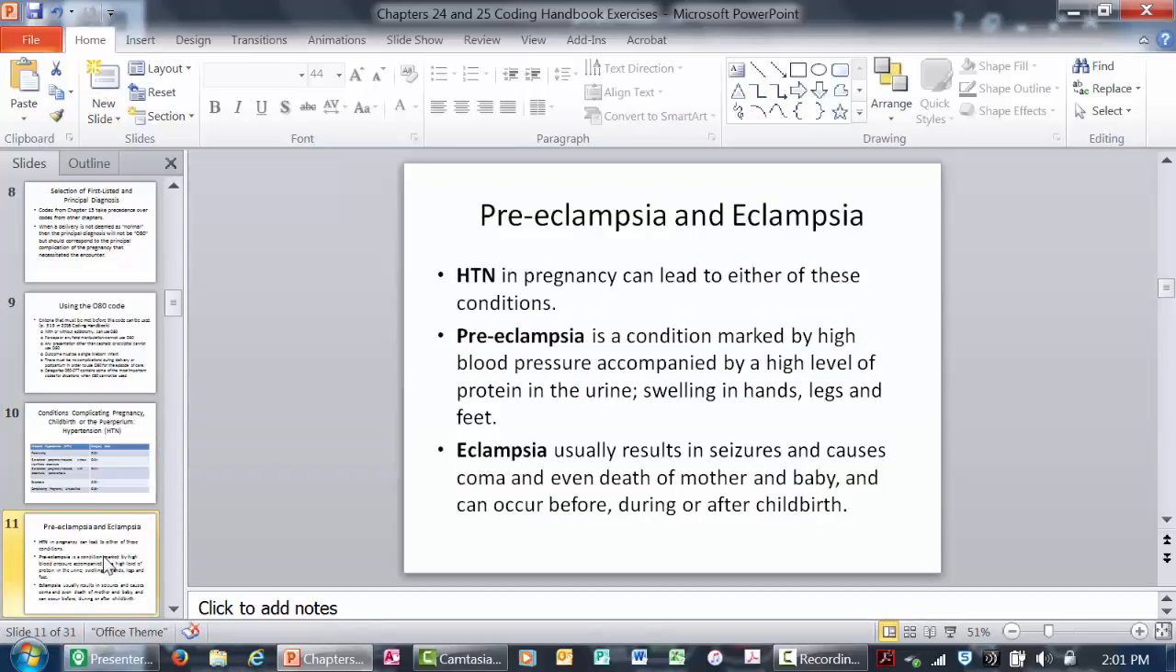Preeclampsia and eclampsia are very serious. I've seen both working in the hospital. I was not a coder at that time. I was a case manager. But I can recall the scariness of it. The doctors, when a woman goes in, especially if she goes into eclampsia and starts having seizures, it's very serious. And I have seen fathers quickly shuttled out of the delivery room so that someone can attend to a mother who is in a life-threatening situation.